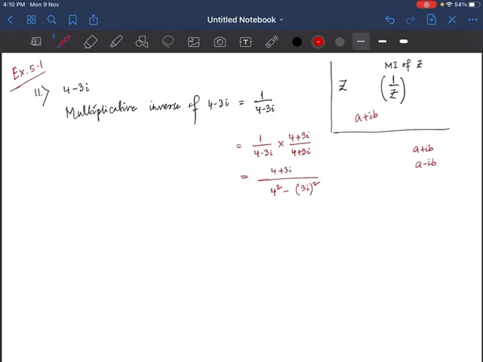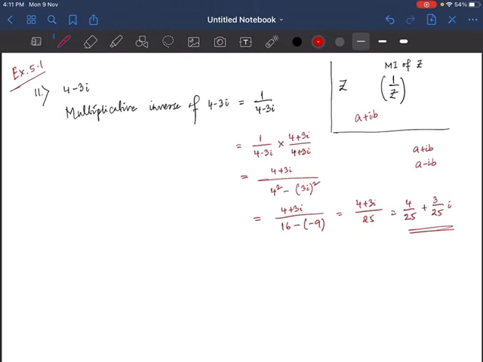So now you see what happens: 4 plus 3i, and here we have 16 minus, this one is i square, so we have minus 9. So we are getting 4 plus 3i divided by 25. So this will be my answer. Now if I have to write this one as 4 by 25 plus 3 by 25 i. So this is it. This is how we find out the multiplicative inverse of a complex number.